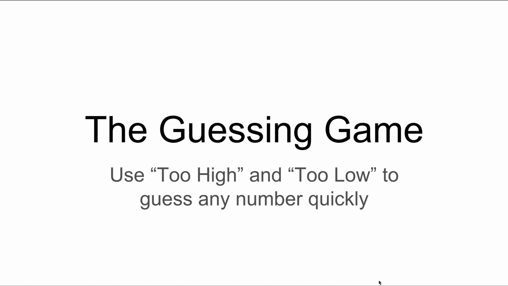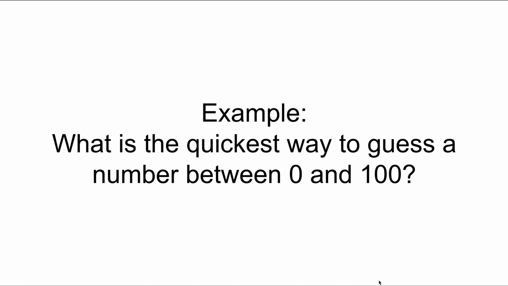The guessing game is actually an algorithm. It's an educated guessing game that allows you to use feedback of too high and too low to guess any number in a sequence fairly quickly. For example, for our argument today, we're going to look at the quickest way to guess a number between 0 and 100. And I'm going to show you how to do it in 7 guesses. And there's a very logical way to do this.